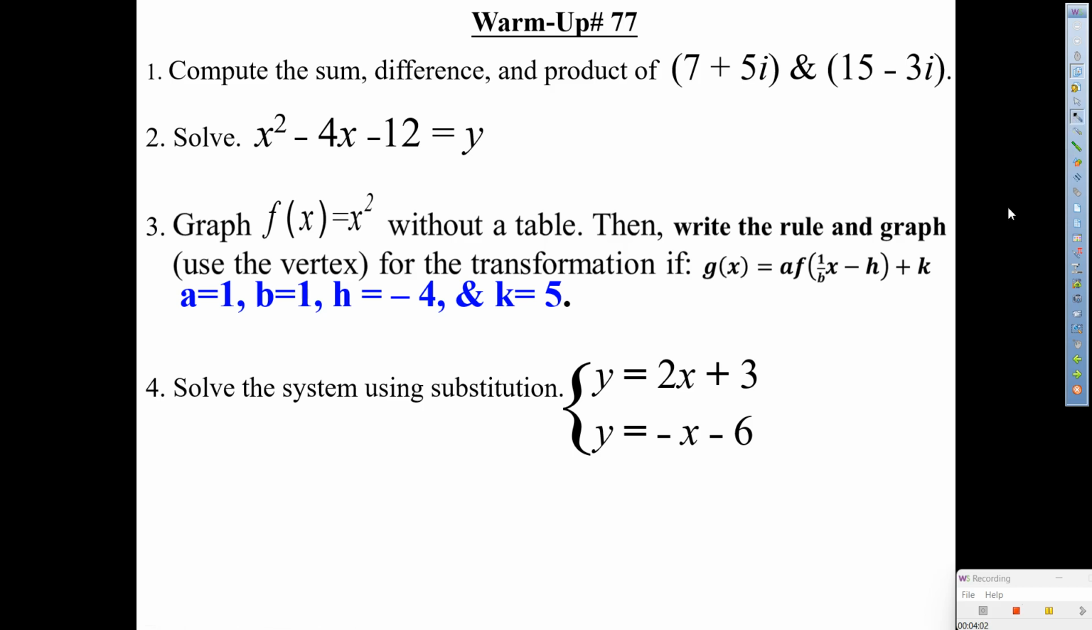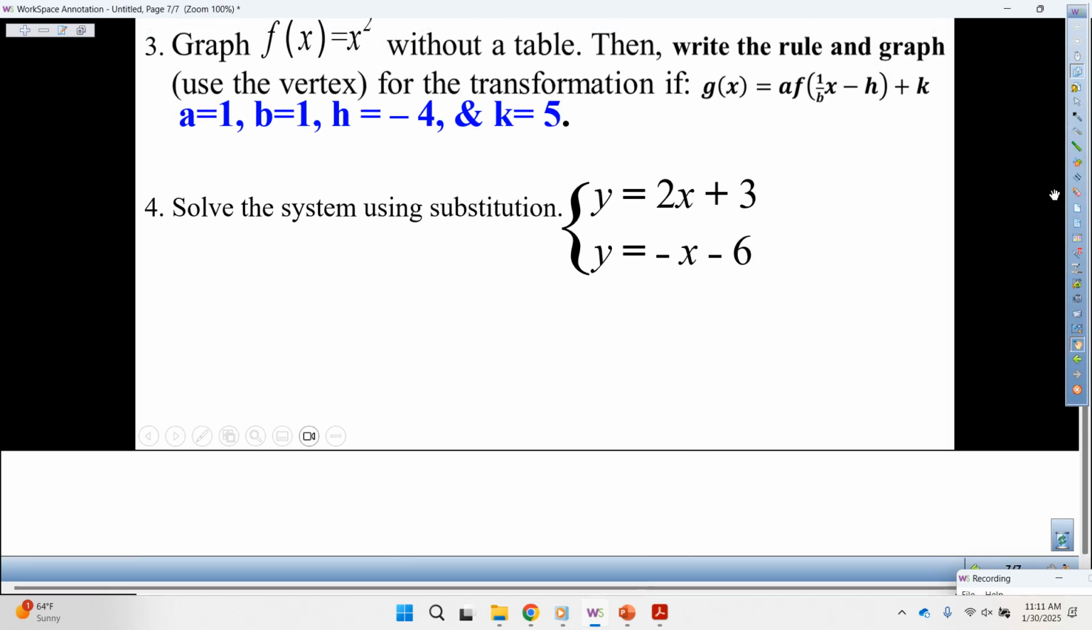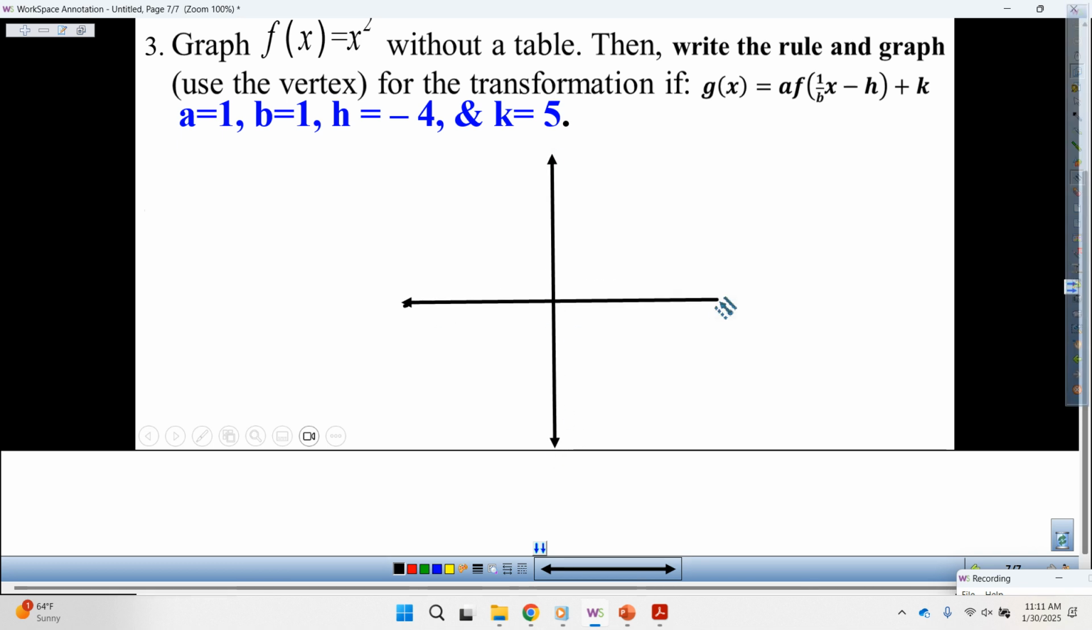Let's go. Number 3, show your neighbor your graph for number 3, see if it looks something like yours. All right, here it goes. I got x over here, f of x over here. So to graph f of x equals x squared without a table, I start at -2. What is -2 squared? 1, 2, 3, 4. What is -1 squared? 1. 0 squared? 0. 1 squared? 1. 2 squared? 4. Whoop. That's my f of x.